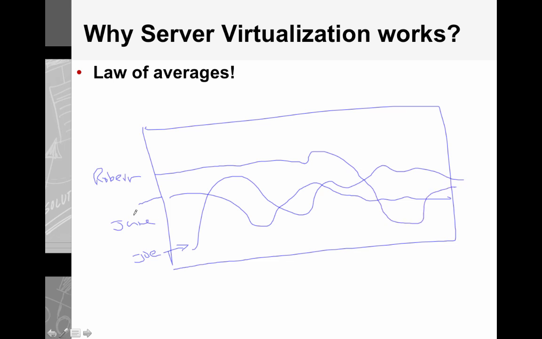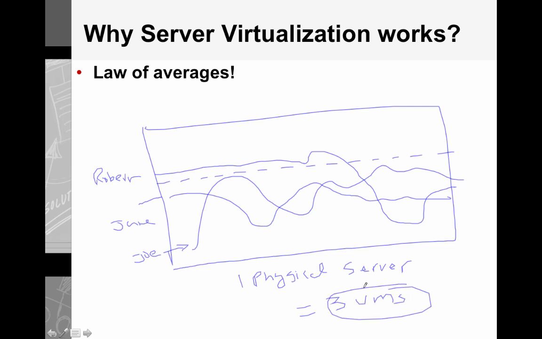And the point I'm trying to make is, if you actually average out everybody's utilization, it's probably somewhere over here, which means you can actually have one physical server, but that one physical server can handle 3 VMs for 3 different users, or 3 VMs for the same user. It doesn't really matter. But the point I'm trying to make is, because of the law of averages, server virtualization works really well.